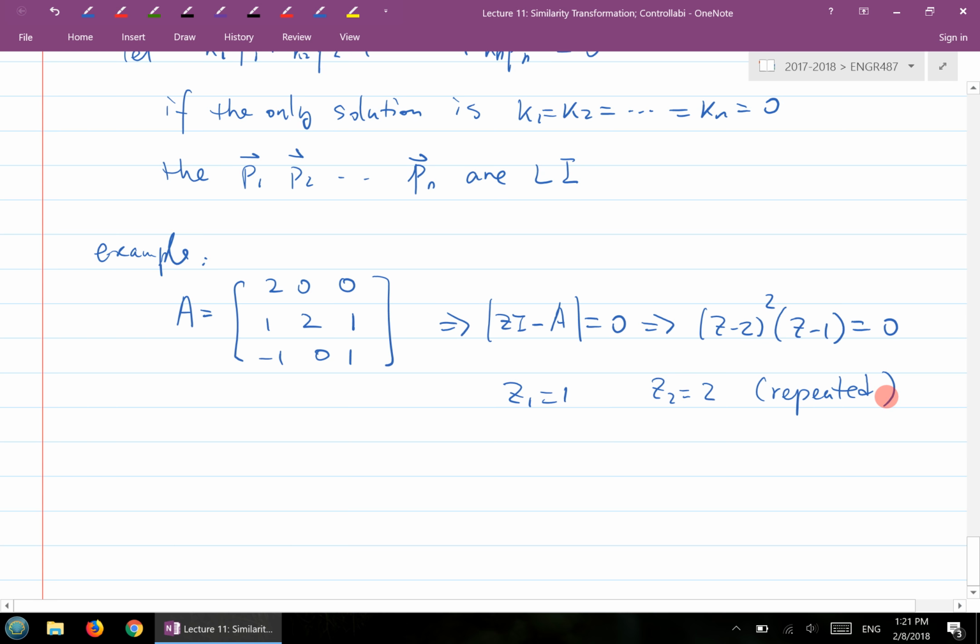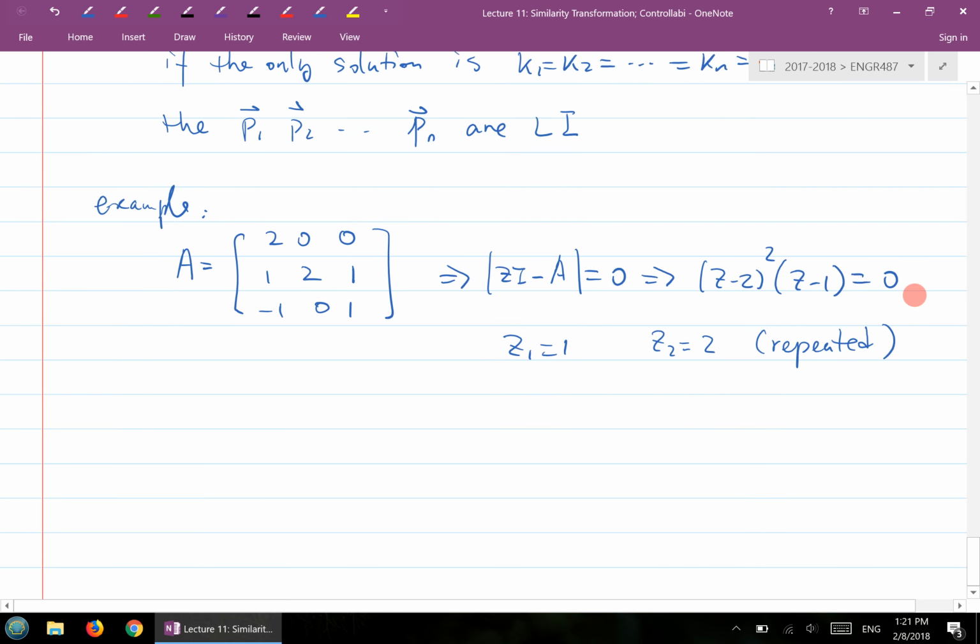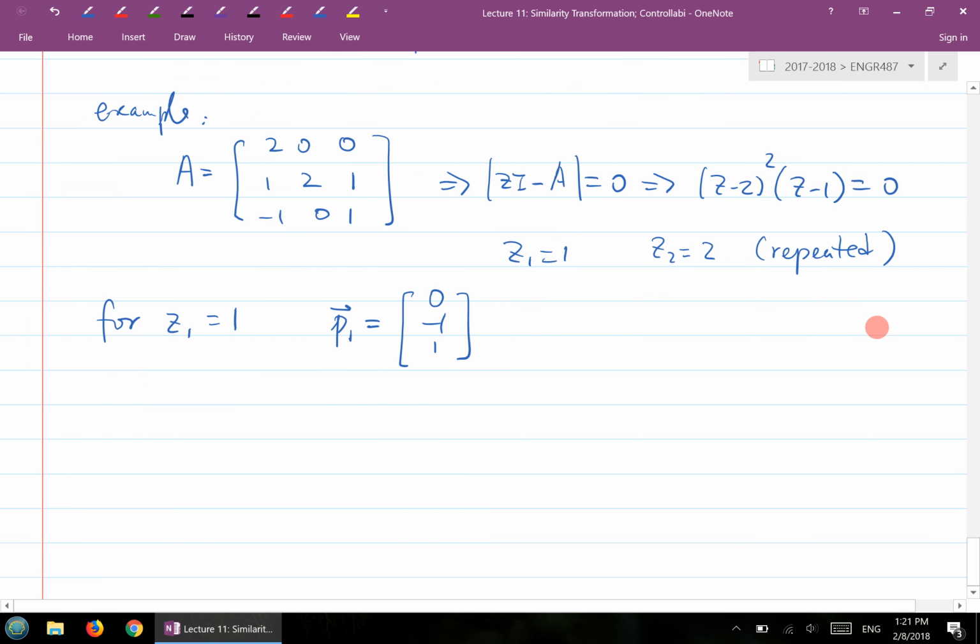Then you cannot conclude immediately that A is not diagonalizable. You cannot conclude that. So what we have to do is look at the eigenvectors associated with each of these eigenvalues. For z1 equal to 1, I'm going to skip some detail; you can try it yourself. You will find that the eigenvector associated with z1, a candidate for p1, is (0, -1, 1). That's one candidate eigenvector.